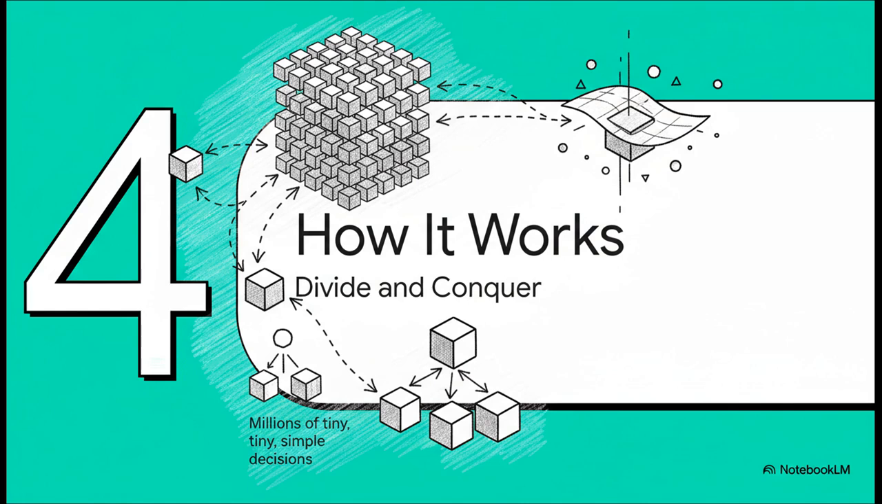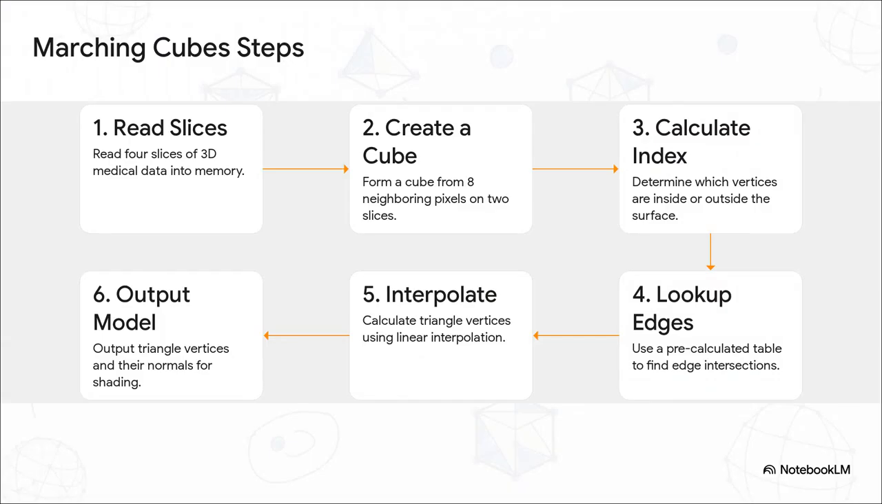Well, the genius of marching cubes is really its divide and conquer strategy. It doesn't try to solve the whole complex 3D model all at once. Instead, it breaks the massive problem down into millions of tiny, simple decisions. Okay, so this is the high-level recipe right from their paper. Now, don't worry, we're not going to get lost in every single technical detail, but the core idea is actually pretty simple. The algorithm looks at a tiny chunk of data, creates a little imaginary cube, figures out exactly how the surface of what you're looking for, like a bone, cuts through that one cube, and then it just marches on to the next one, stitching all the results together as it goes.